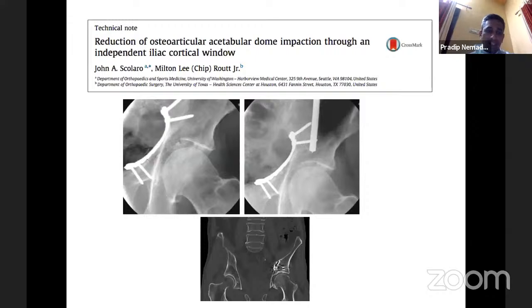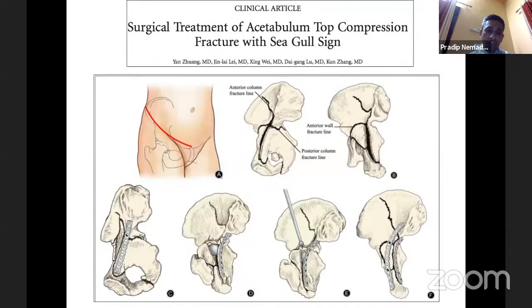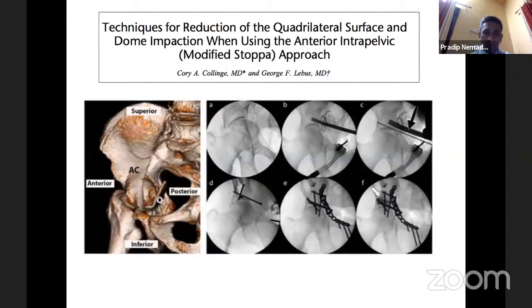The first method is what I call periphery to center reduction, where we reduce the column first, that is the periphery, and then we reduce the center. This fixation is called center to periphery, where we reduce the dome impacted fragment first, and then close the lid and create the hydraulic effect. So that is central to periphery reduction. Nowadays, when the anterior intrapelvic approach has come into the picture, access to this fragment has become much easier than it was earlier.